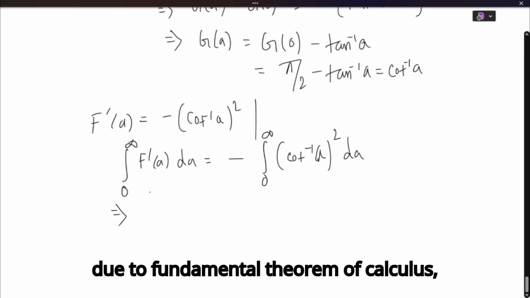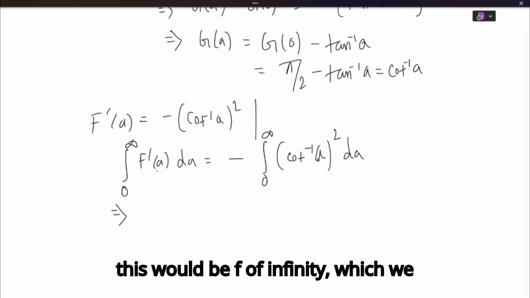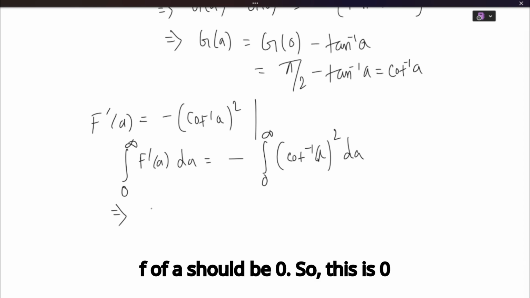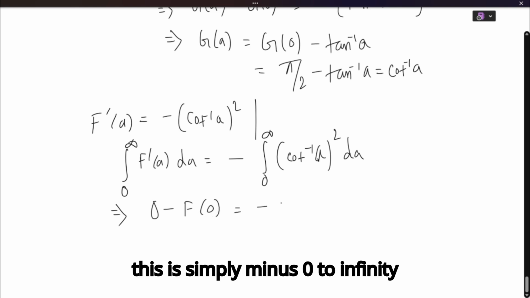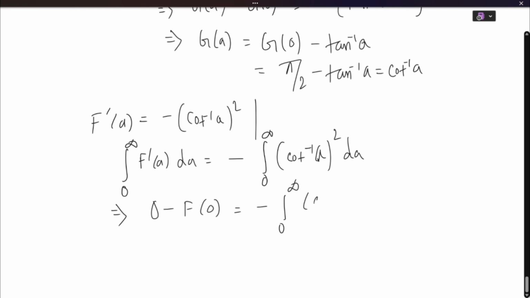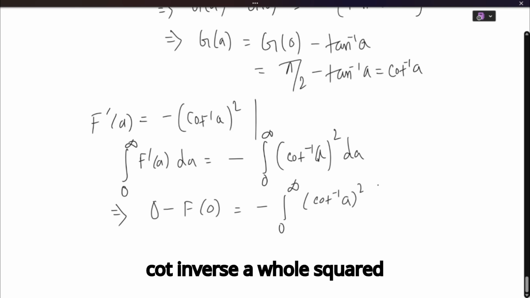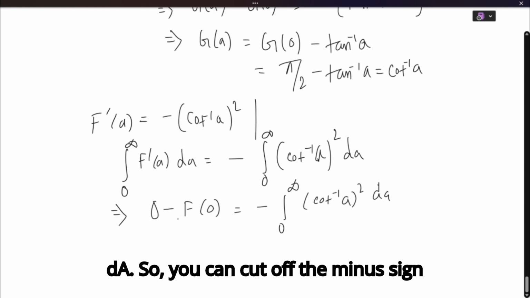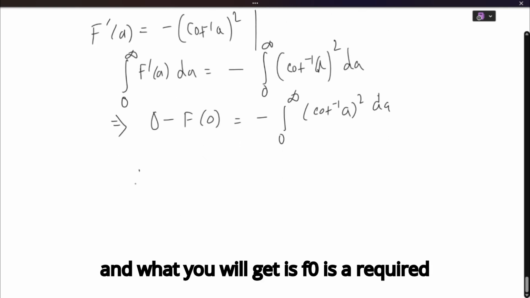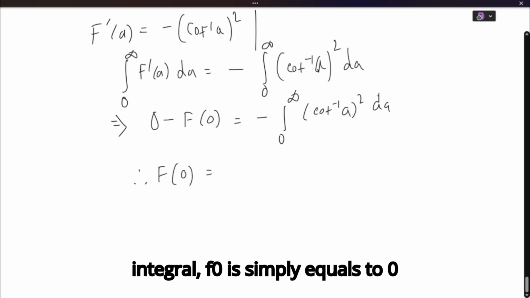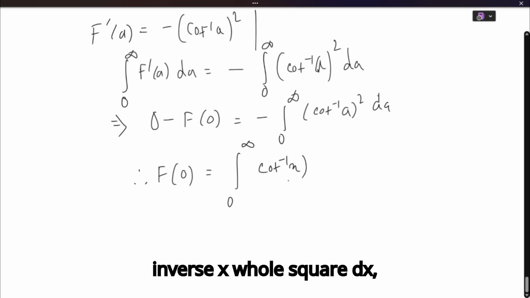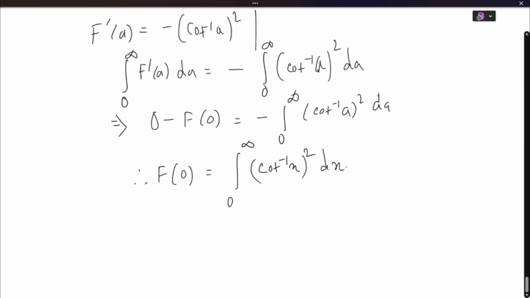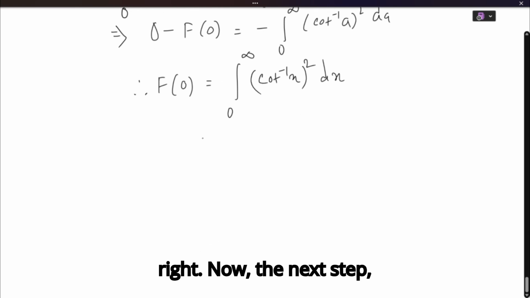So, again, due to the fundamental theorem of calculus, this would be f of infinity, which we have discussed. Limit a tends to infinity, f(a) should be 0. So this is 0 minus f(0). And this is simply minus the integral from 0 to infinity of cot inverse a whole square dA. So you can cut off the minus sign, and what you get is f(0), the required integral, is simply equal to the integral from 0 to infinity, and let's write it using x, of cot inverse x whole square dx. Right. Now the next step, let x equal cot y.